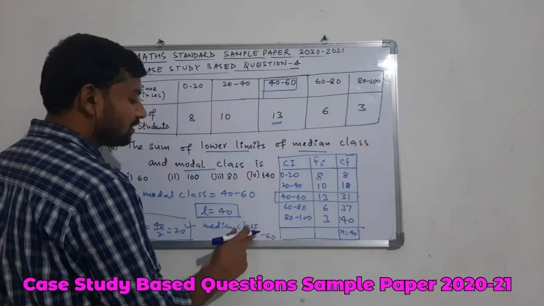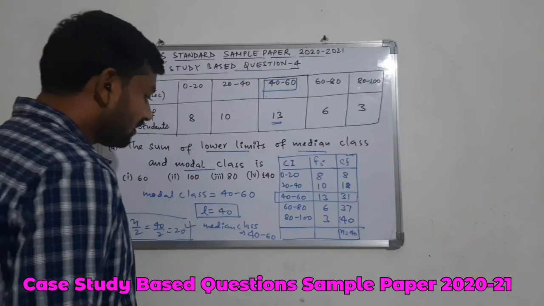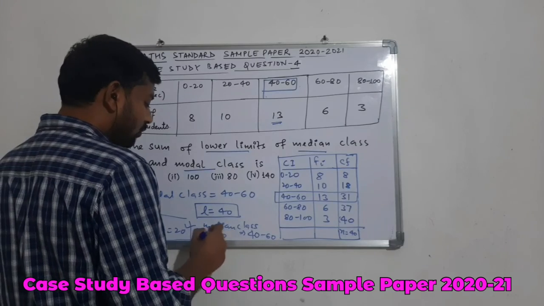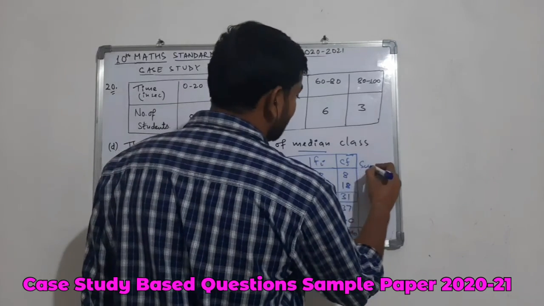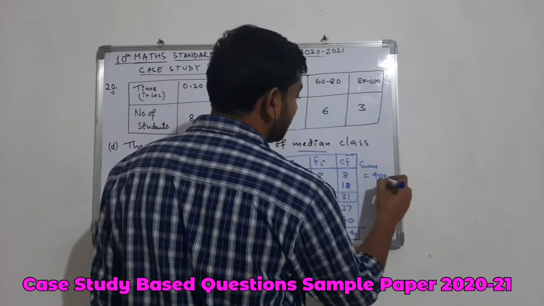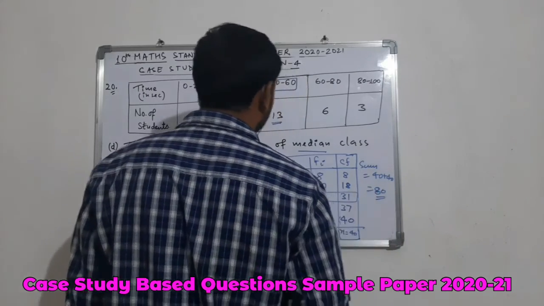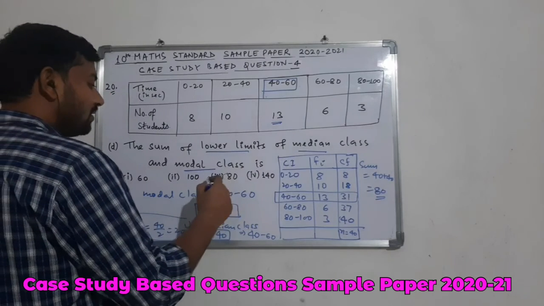So if we go through the sum of lower limits of the median class and the modal class, both the values are 40 each. So the sum will be nothing but 40 plus 40, that is 80. So the correct answer for the sum of lower limits of median and modal class is 80.